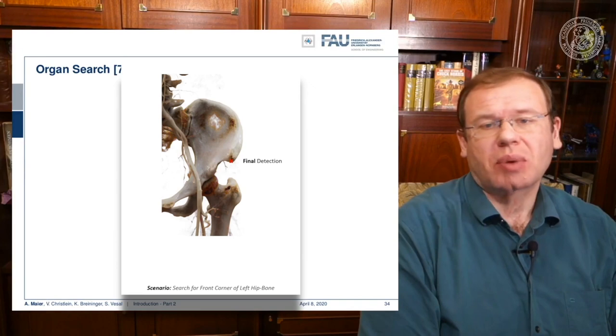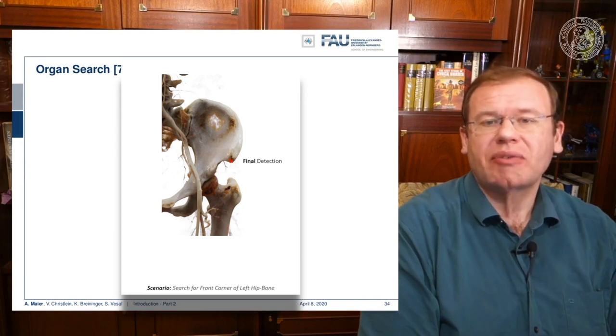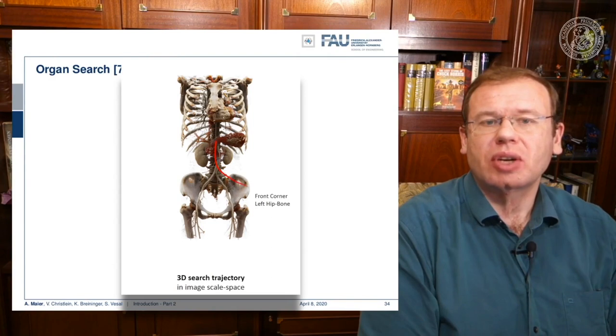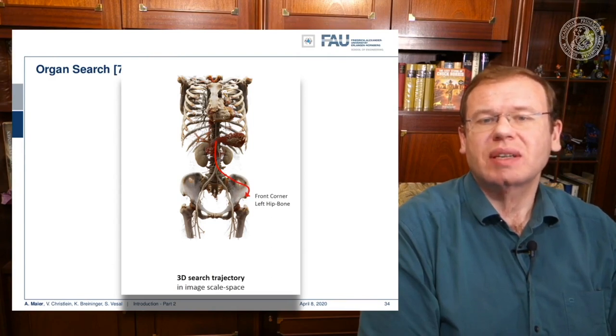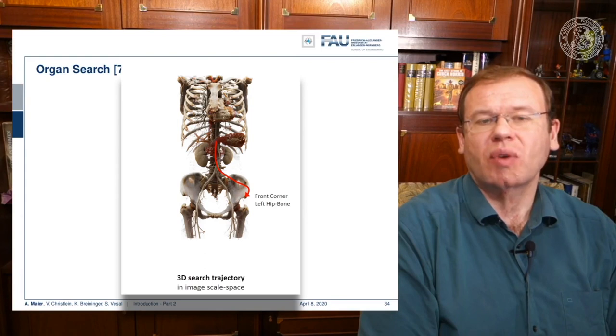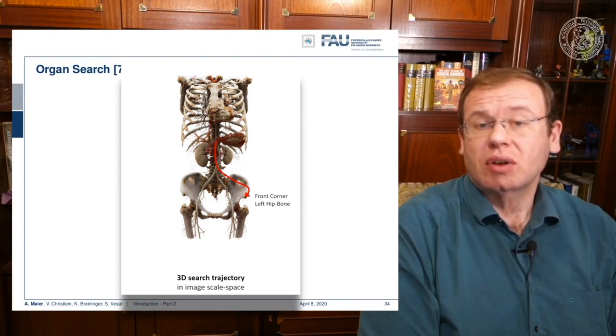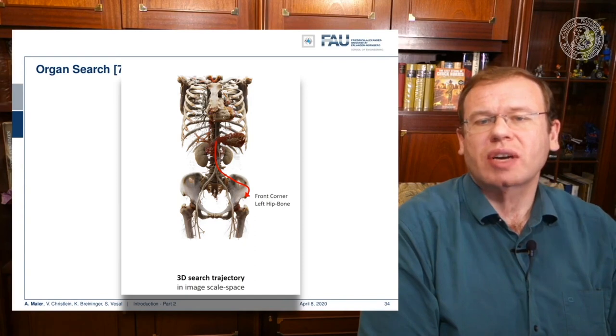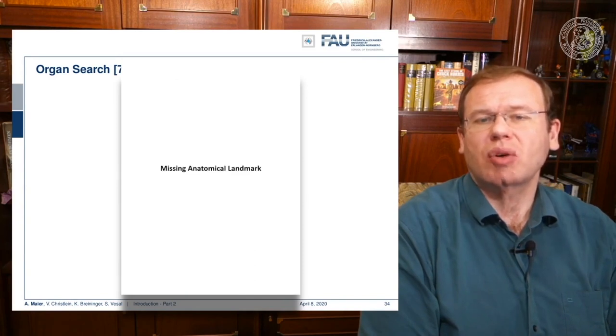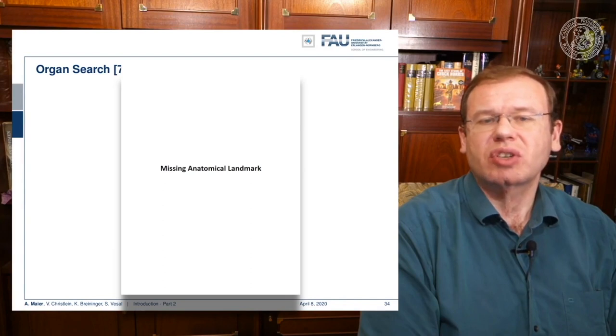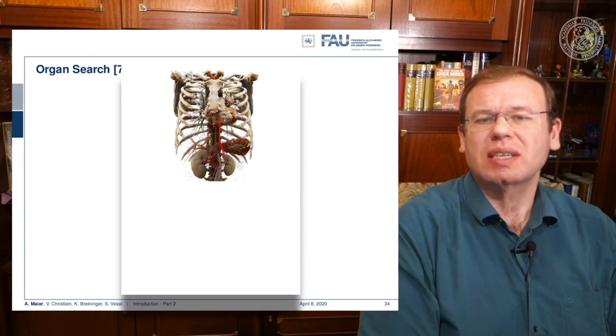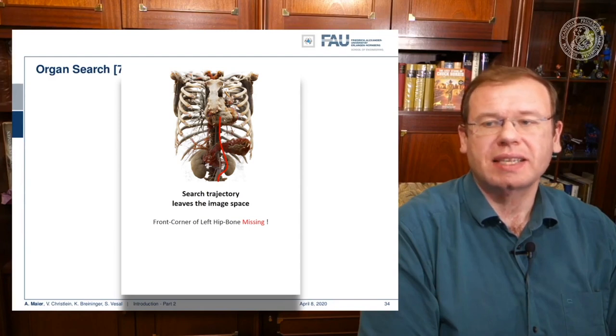The other very interesting part is that you produce a path that you can also then interpret. Even in cases where the specific landmark is not present in the volume, this approach does not fail. So let's say you look for a hip bone in a volume that doesn't even show the hip. Then you will see that the virtual agent tries to leave the volume and it will not predict a false position. Instead, it will show you that the hip bone would be much lower and you would have to leave the volume at this place.